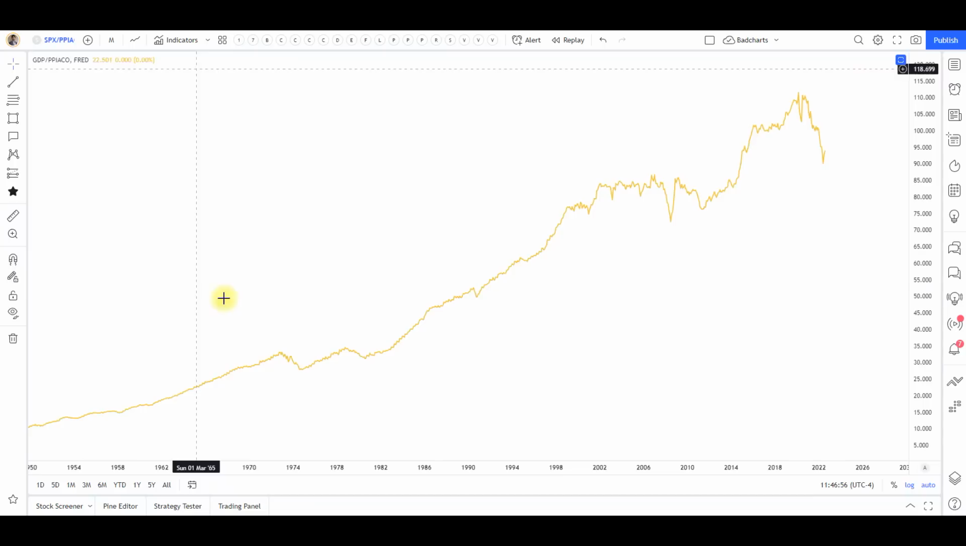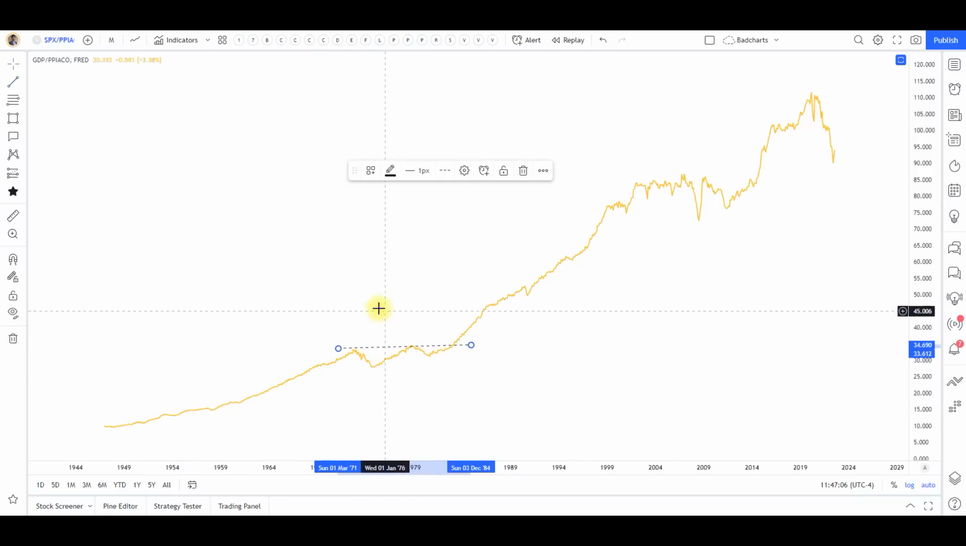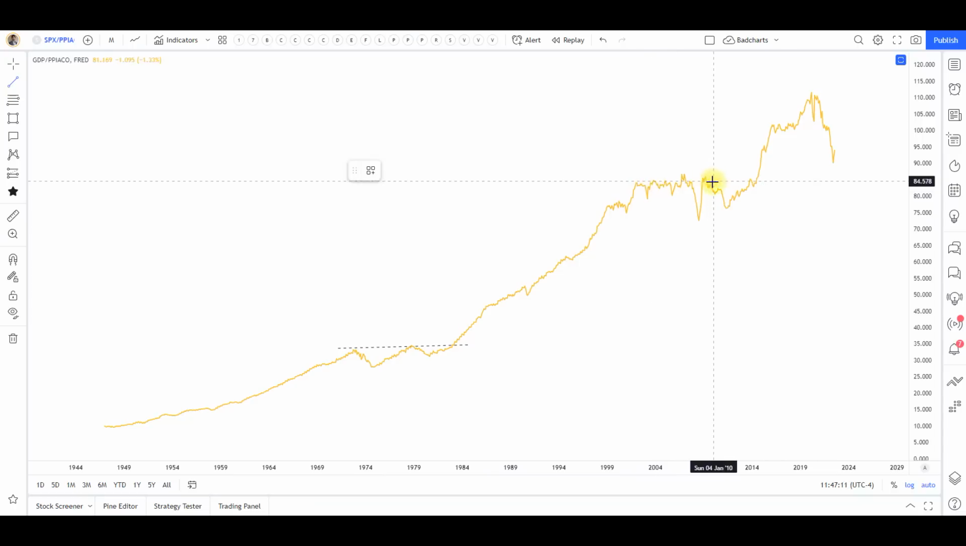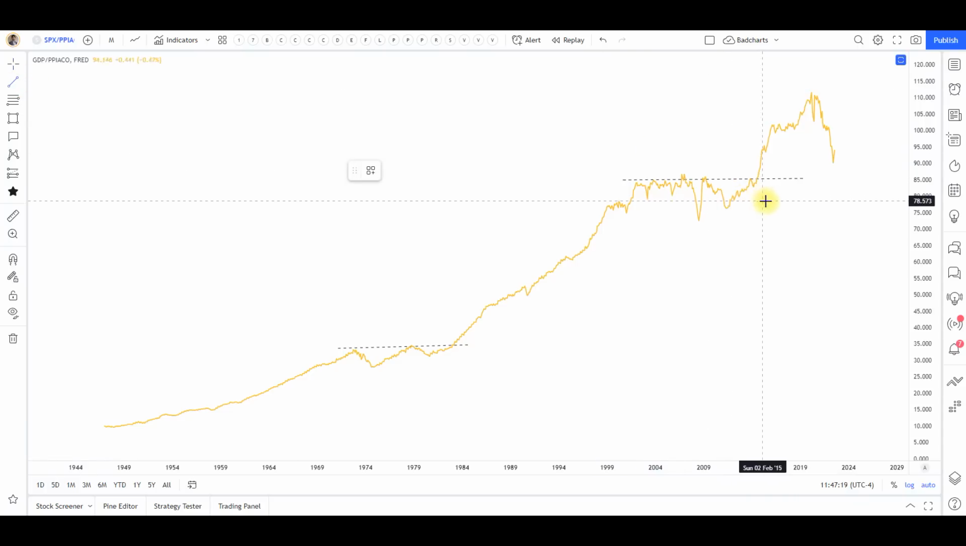So let's look at this one, guys. This one is GDP adjusted for inflation. So yeah, there's been real growth, but look what happens when it stifles. When you adjust GDP for inflation, and this would probably look similar to the inflation adjusted GDP, the real GDP.